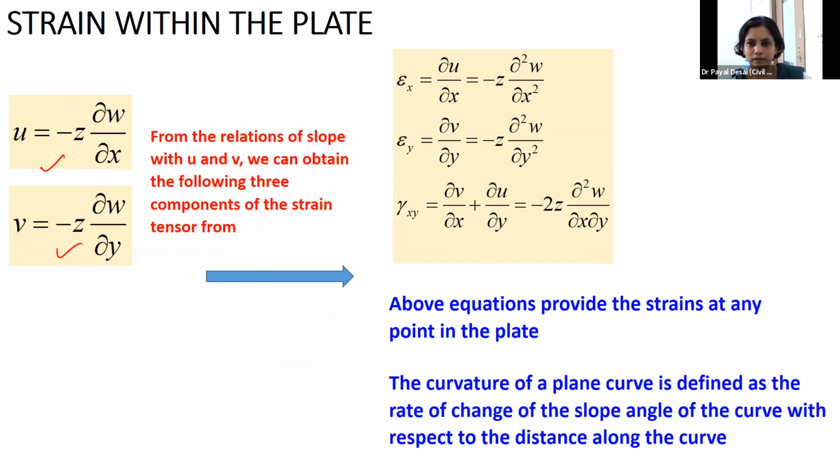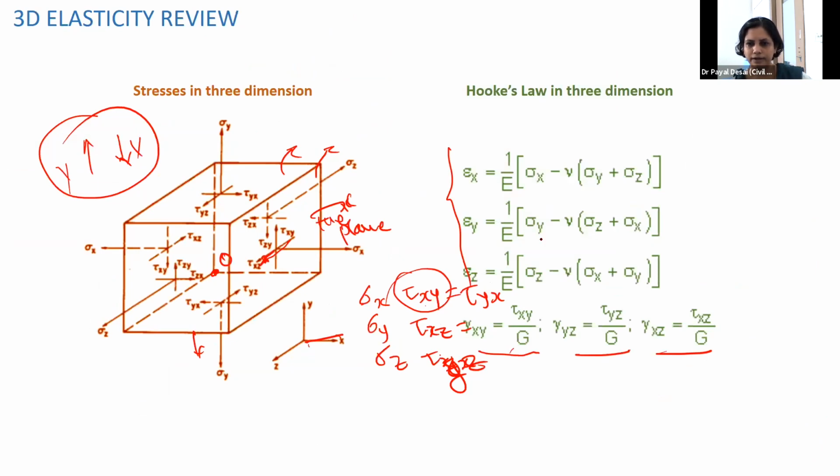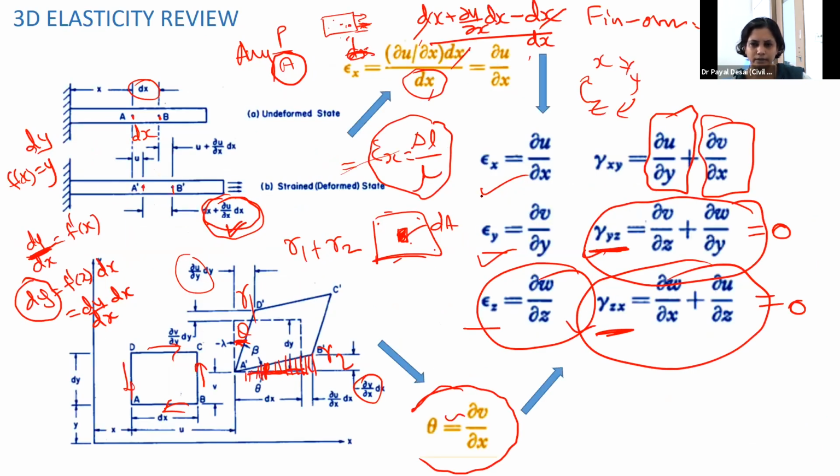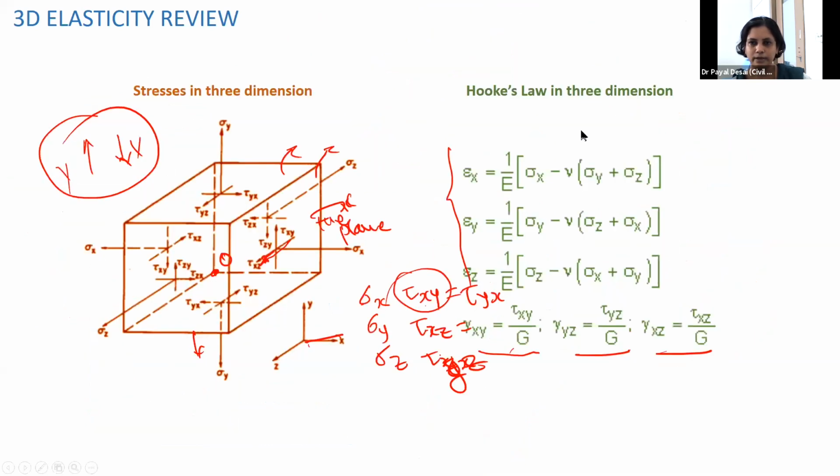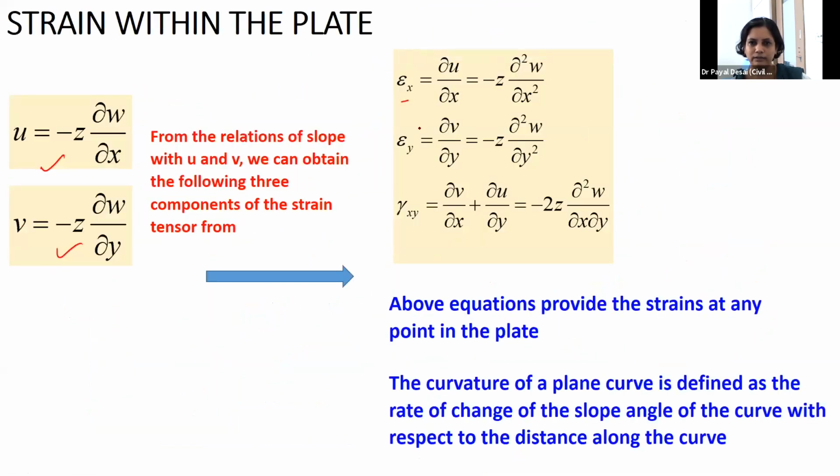As I discussed with you, we are neglecting epsilon z and gamma yz and gamma zx. So we are writing epsilon x, epsilon y, and gamma xy. You may see here the epsilon x, epsilon y, gamma xy, and then I am substituting del u by del x, del v by del x. These are the formulas, but I'm substituting component u and component v here.